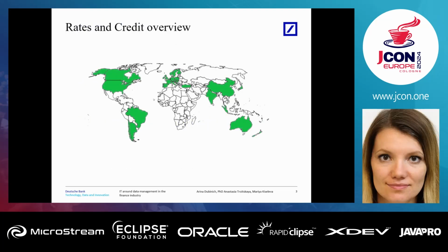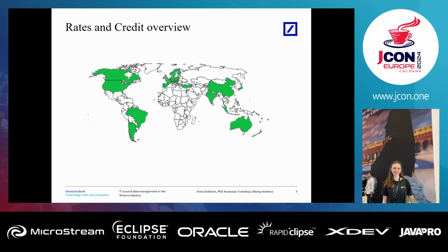So, the rates and credit technology stack. The main purpose of it is to provide liquidity on financial assets such as deposits and loans to external clients of the bank. By external clients, I mean hedge funds, other banks, other financial institutions, or insurance companies. The stack operates globally 24 hours, 7 days a week on both Deutsche Bank and client sides. And we are present in such locations as Europe, APAC, Australia, New Zealand, and America.